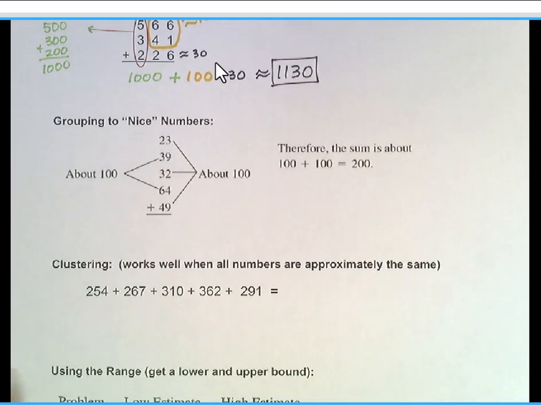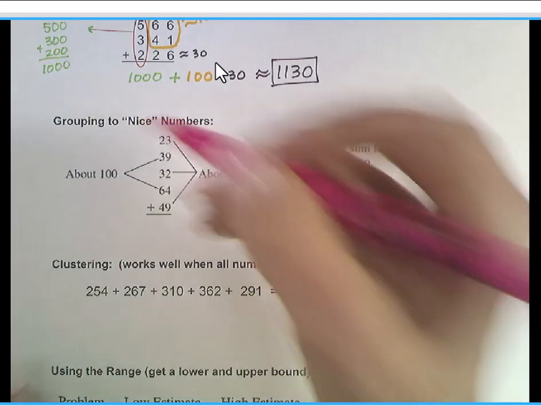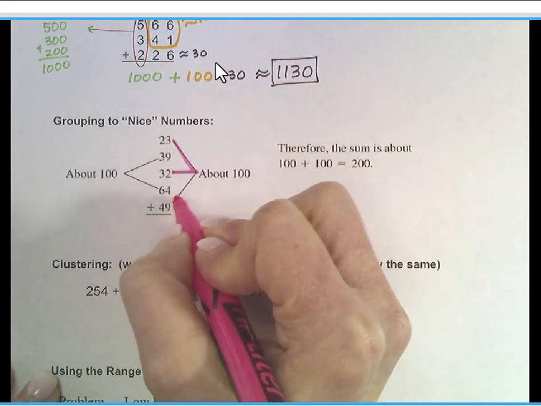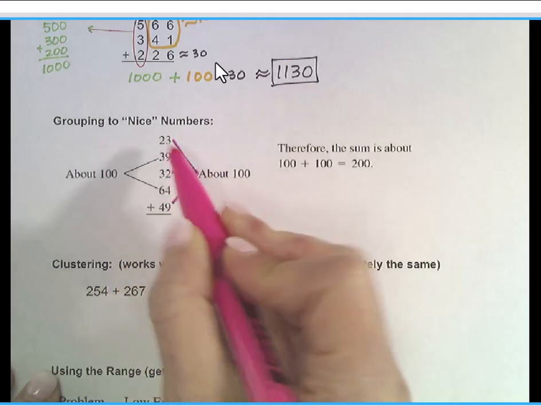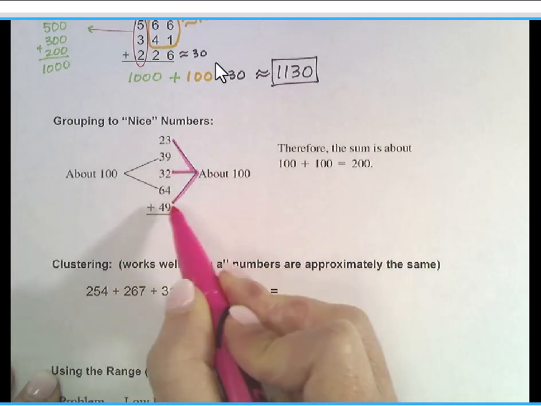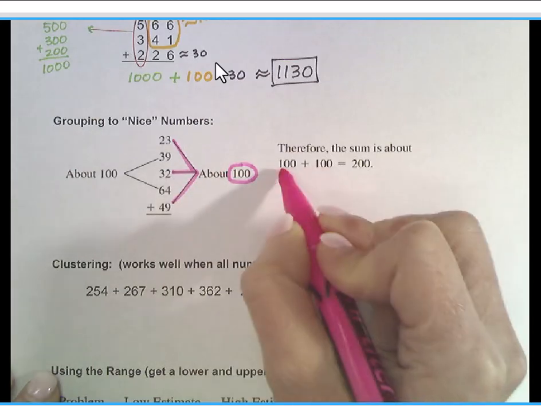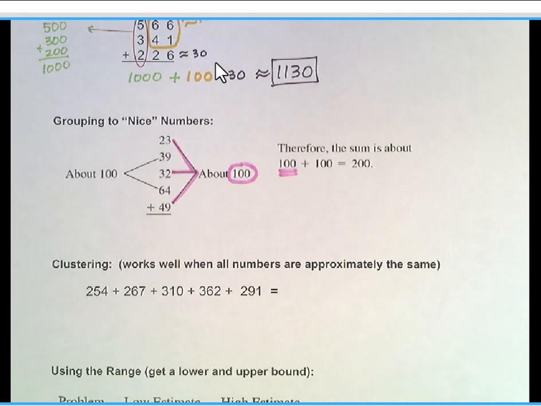Grouping to nice numbers is kind of like finding compatible numbers. So if you have a string of numbers that you have to add together, try to look for hundreds or 50s or something like that where it's nice numbers. So if we add 23, 32, and 49, that's about 20, 30, and 50. That's about 100. So I'm going to say that those 3 are 100.